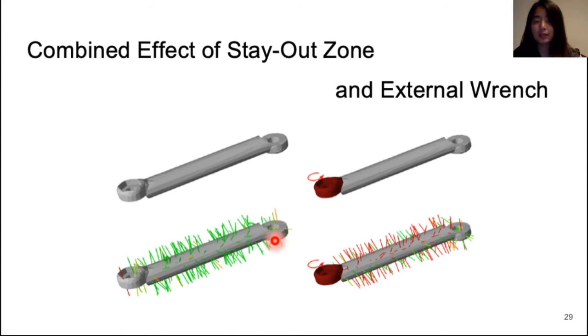In this example, we consider a wrench tool. With no task specified, there are a lot of available grasps. After we specify the stay-out zones and the torque needed to turn the wrench, the grasp analysis computes that grasps that are parallel to the torque direction are more robust.